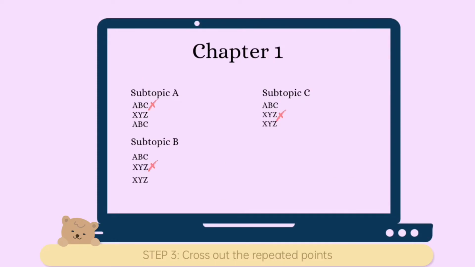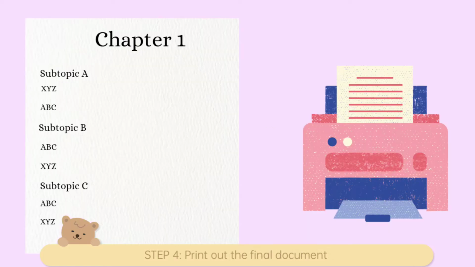After you are done with step 2, you might find that there are many repeated points in the document that you created. So now you need to cross out all these repetitions to get the main important information. Step 4 is pretty easy, which is to print out the document, and here's a bonus tip. Use bullet points instead of writing in paragraphs. It just makes revision a lot easier.